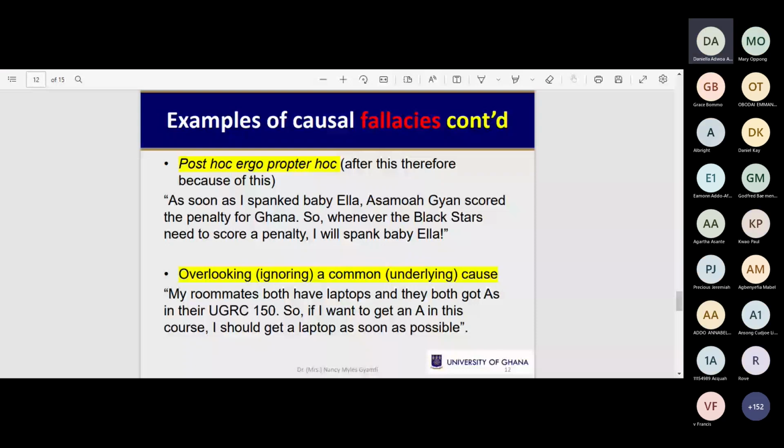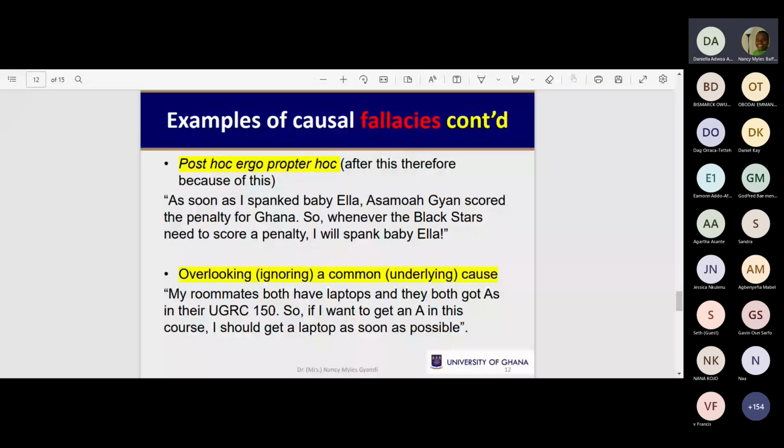I spanked baby Ella, Asamoah scored a penalty for Ghana. So whenever the Black Stars need to score a penalty, I would spank baby Ella. Very good. This one really happened. I think it wasn't Ella though, it was Michael, my first child. But this actually happened. I was so stressed. Asamoah Gyan, whom we know as Ghana's penalty scorer, was going to play. We were all scared, you know.